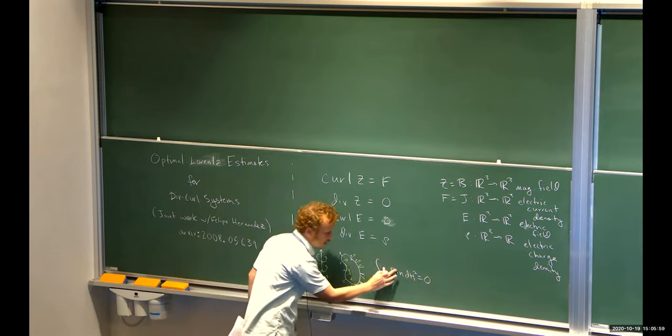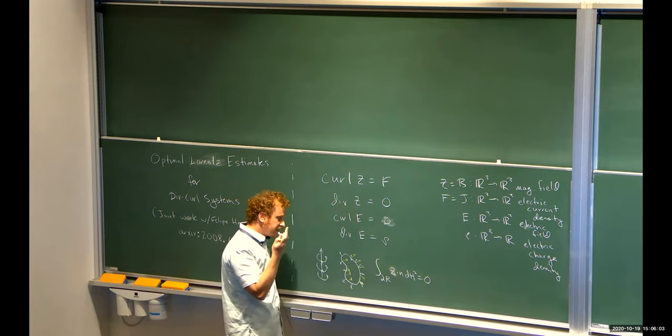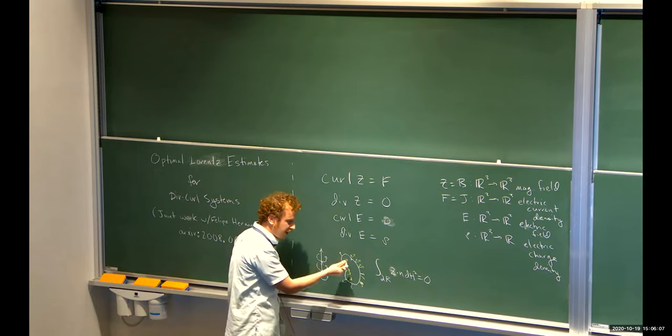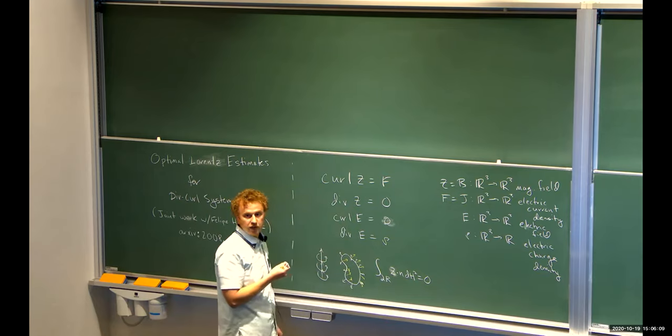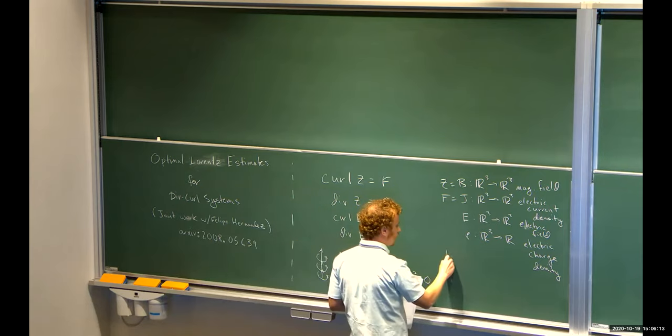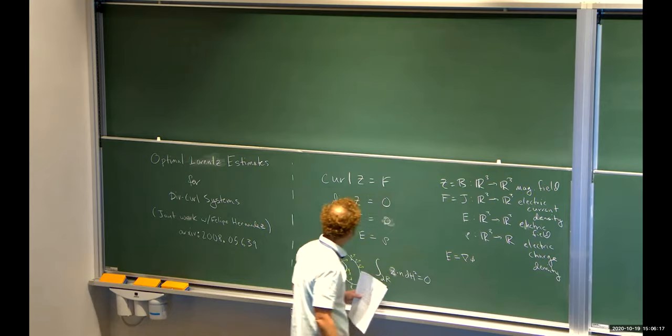So if this is B or if this is Z, this is what this means. And what this expresses is the fact that you don't have any magnetic monopoles. There's no concentration of magnetism at a point in the region. The third equation, curl E equals zero, says that E is the gradient of some scalar.